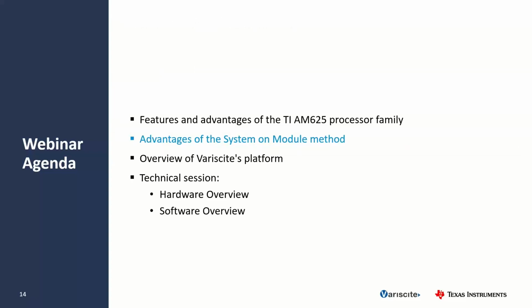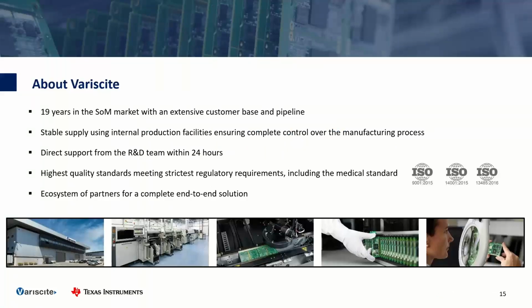And now let's talk about the advantages of using a system module. First of all, a brief introduction about Variscite. Variscite has been in the market for 19 years, with more than 5,000 customers. We have internal production facilities, so we control everything from the first component to the last board that we release. The same is true for the R&D.